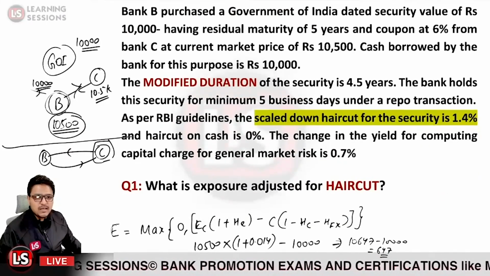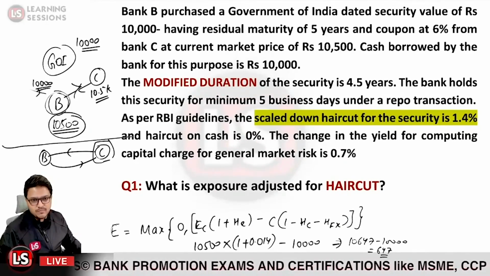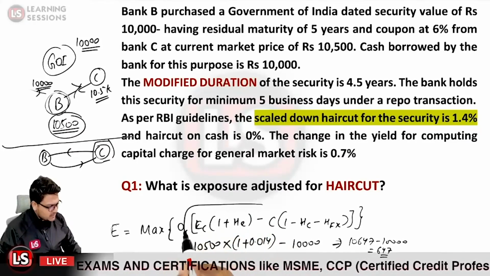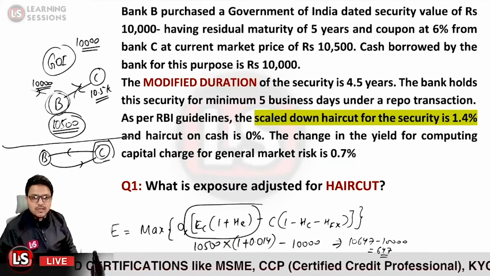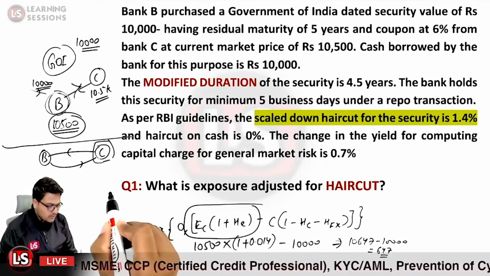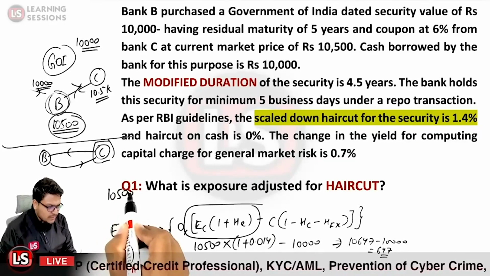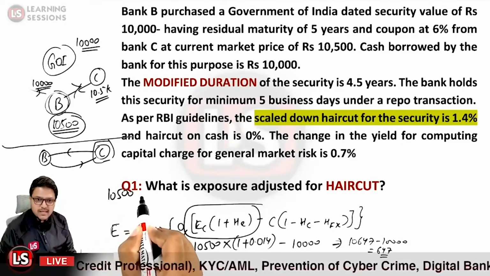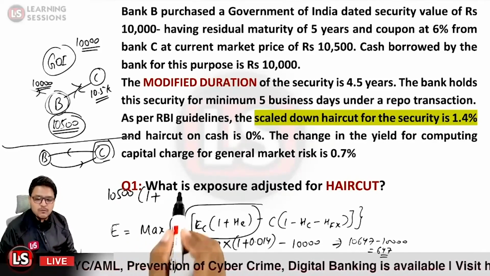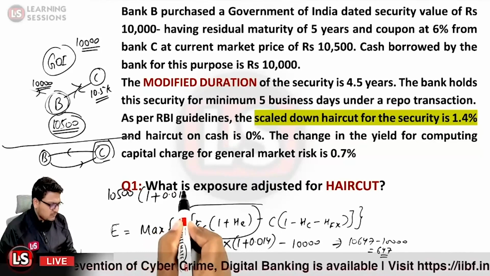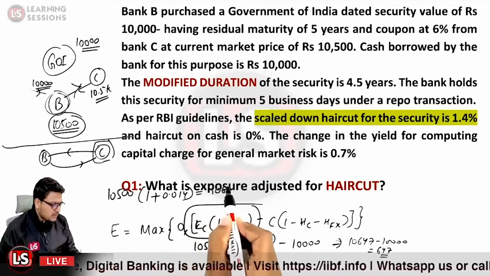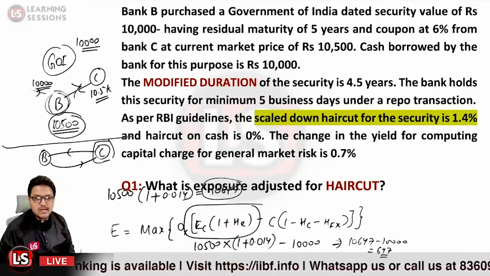Now, what is the exposure adjusted for haircut? When they ask for the exposure adjusted for haircut, they are only interested in this particular value that we have already calculated. So it is what? It is E into 1 plus He, that is 10,647 we calculated. How did we calculate it? The current value was 10,500 that we purchased at, and further it is 1 plus 1.4%, that is 0.014.